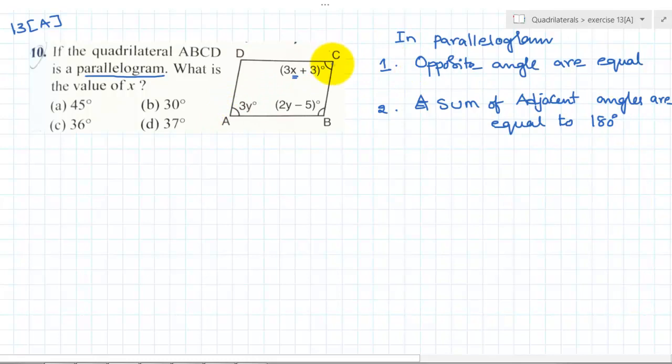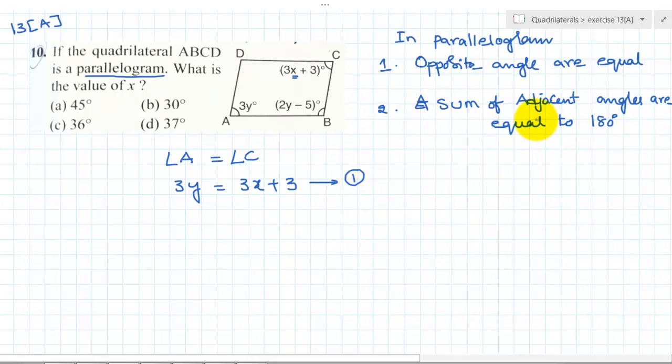So by the way, what are the opposite angles here? Angle A and angle C are opposite angles. And angle A and angle B are adjacent angles. So by using the first property, we can write angle A and angle C are opposite to each other. So opposite angles are equal. So we can write angle A is 3y, angle C is equal to 3x plus 3. Okay, take this as equation number 1.